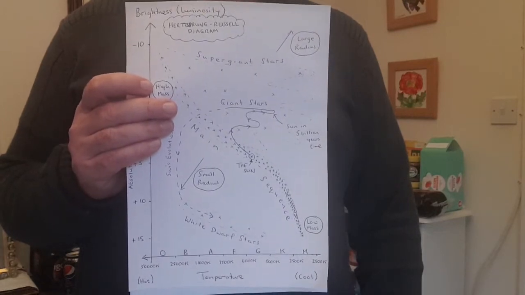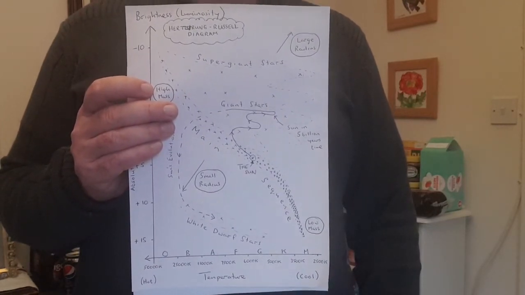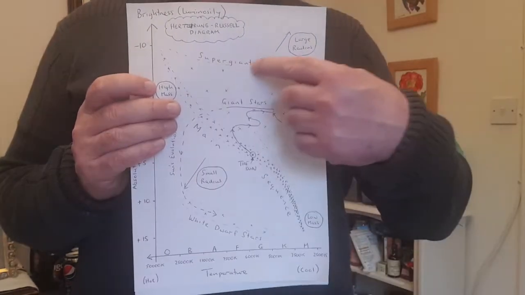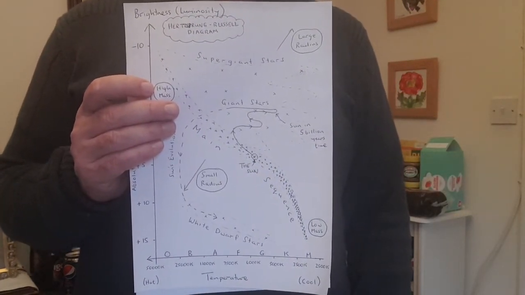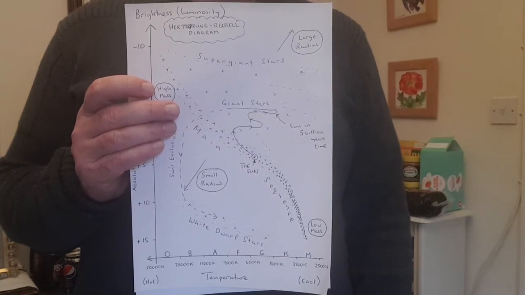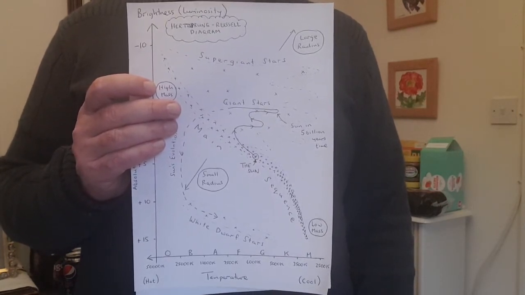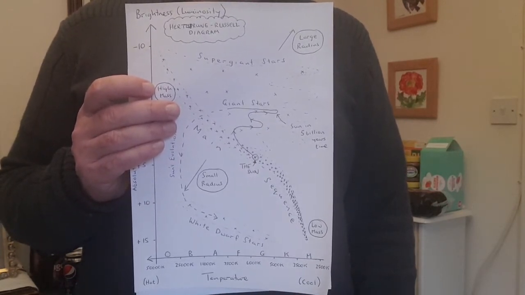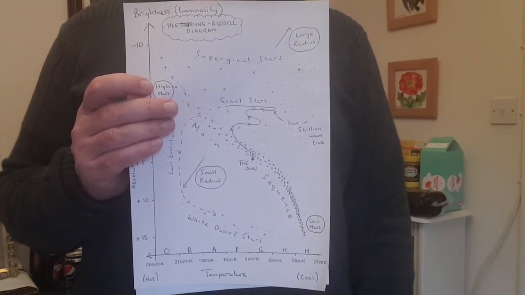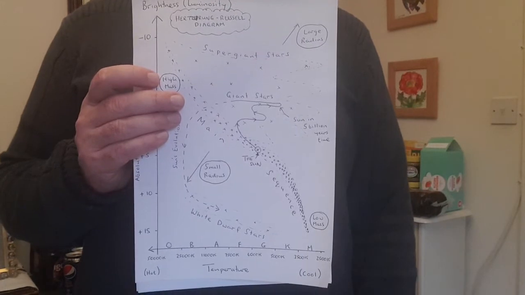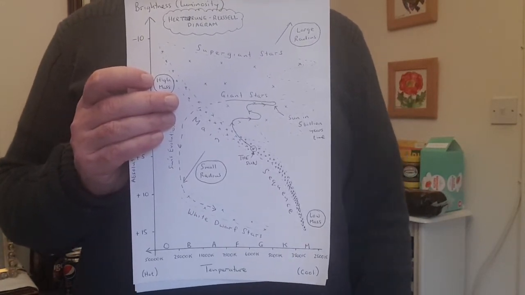So the problem is when you start making iron in the core of the star, which is exactly what's happening up here, you can no longer produce energy through fusion to push the core of the star outwards and keep it in hydrostatic equilibrium, basically stop it from collapsing. So you produce iron, the star's doomed.